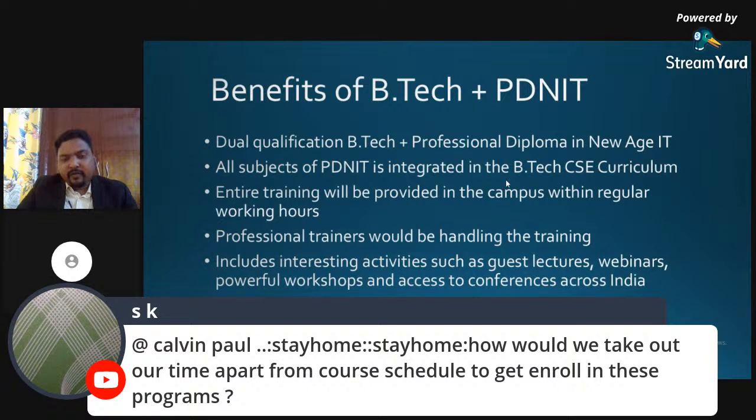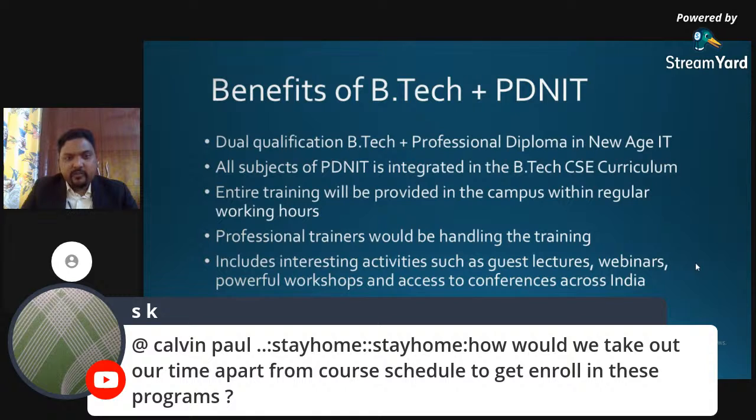All the subjects of the professional diploma in New Age IT are integrated in your curriculum, which means all the modules are already mapped. The training will be provided on the campus within regular working hours. Professional trainers from IoA and ISDC will be handling your sessions. This includes activities like guest lectures, webinars, powerful workshops, and access to conferences across India. Wherever we have international conferences going on, you would have access to it. You can participate as a student of Bharath University.